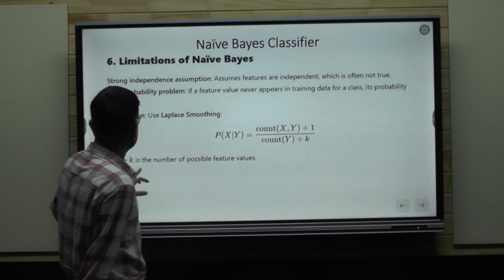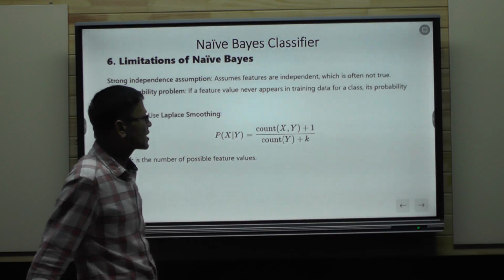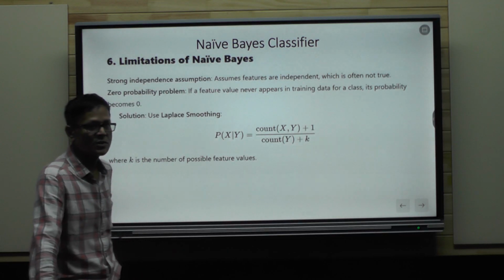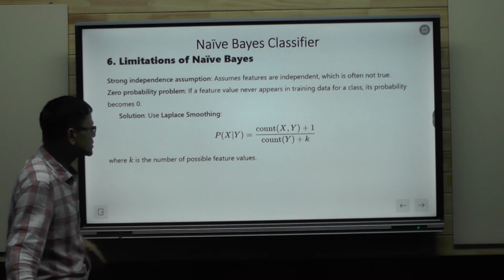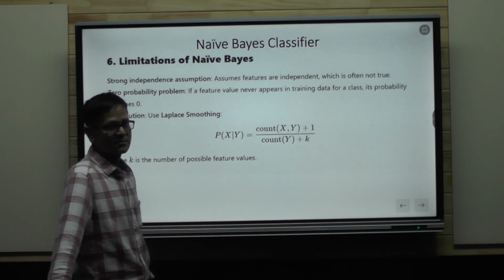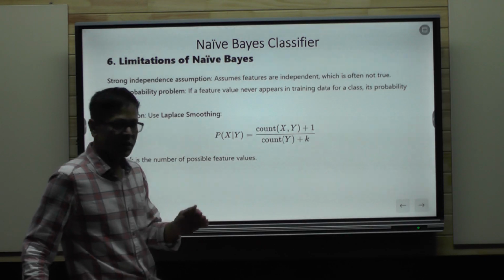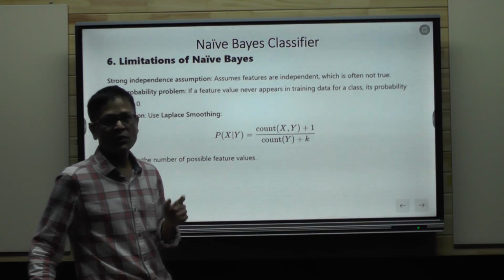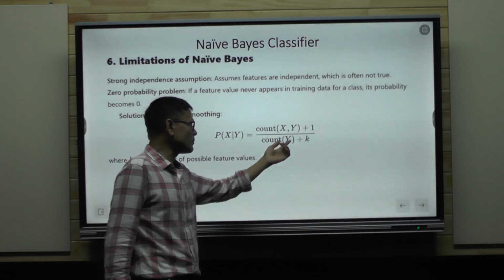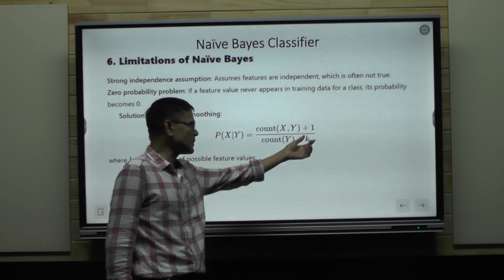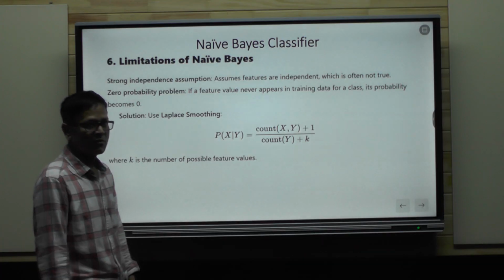Then there is the zero probability problem: if a feature never appears in the training set for a class, its probability becomes zero. That is a very bad thing. The solution is we can use Laplace smoothing. We will give some value to that; we will not assume absolute zero for that feature. That is, count(x, y) plus 1 divided by count(y) plus k, where k is the number of possible feature values.